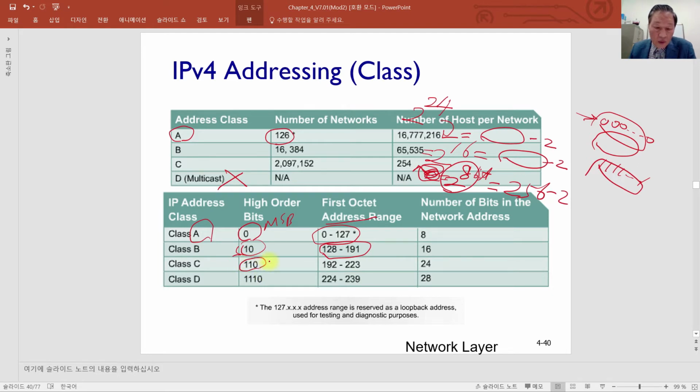And class C is just 110. 110 means 128 plus 64, that's 192. From that, the decimal number starts. The 10 here, that position is 128 among 8 bits.